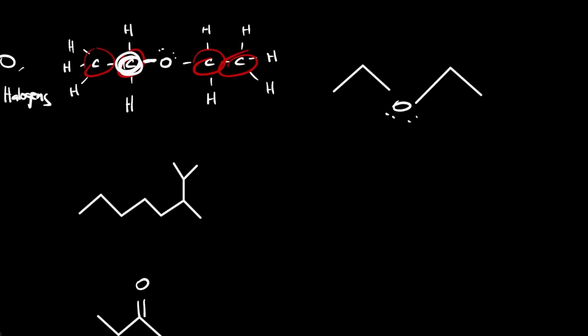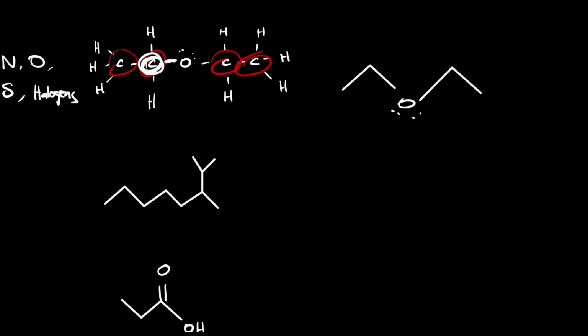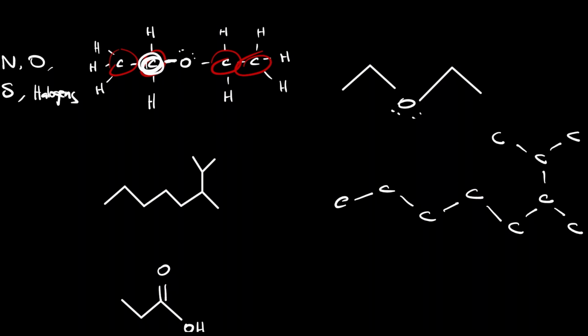Well, let's move on to this structure here. First thing first, you count the number of line ends since this is a line structure. 1, 2, 3, 4, 5, 6, 7, 8, 9, 10. You have 10 carbons that you should be drawing. So let's draw 10 carbons. 1, 2, 3. And add the hydrogens. And I will let you struggle with that, okay?